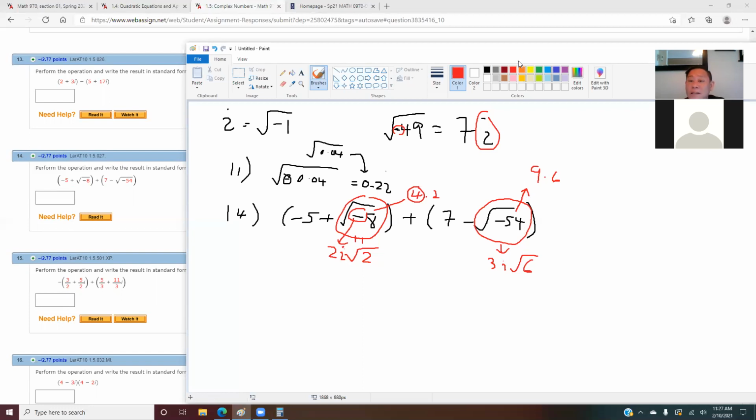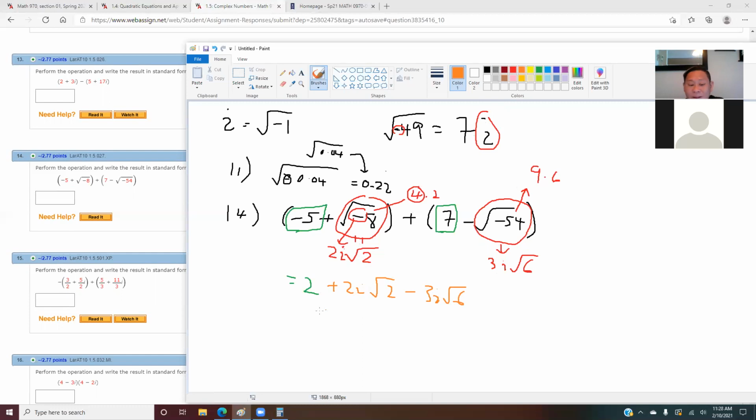Now what we do next is we're going to add this. You can add the numbers out because the numbers are like terms. So what is negative 5 plus 7? 2. Now, unfortunately, these two are not like radicands because one is a root 2 and one is a root 6. So you just put them together. So for the i form, it's going to be 2i root 2 minus 3i root 6.